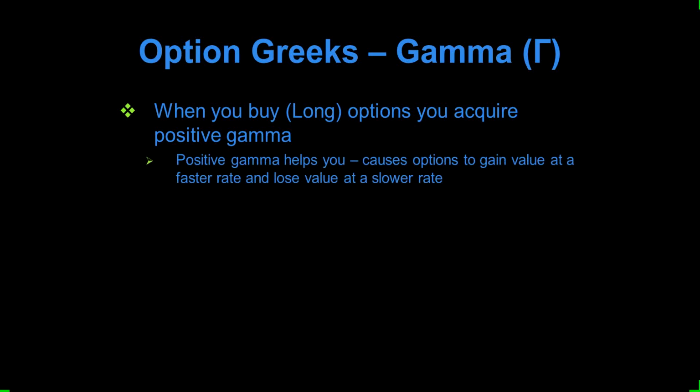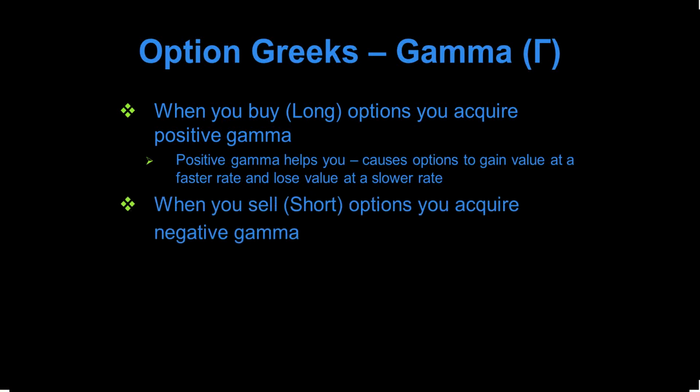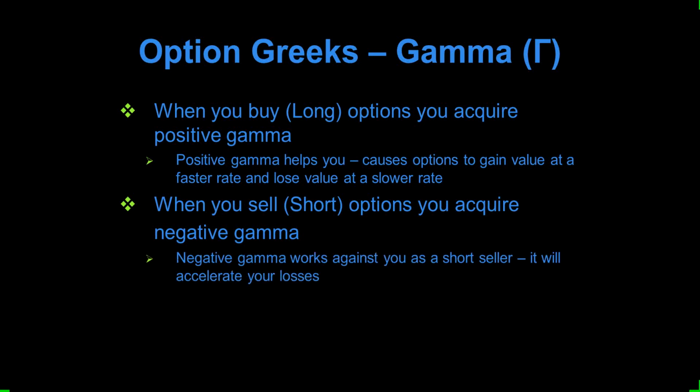Now, moving on, gamma. When you buy long options, you acquire positive gamma. We talked about that. Doesn't matter whether it's calls or puts, you get positive gamma. Positive gamma helps you. It causes options to gain value at a faster rate and lose value at a slower rate. That's what we talked about. When you sell or short an option, you acquire negative gamma. Negative gamma really works against you as a short seller. It'll accelerate your losses. It's just the opposite.